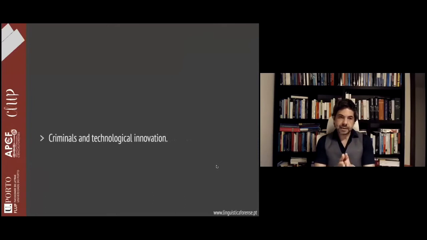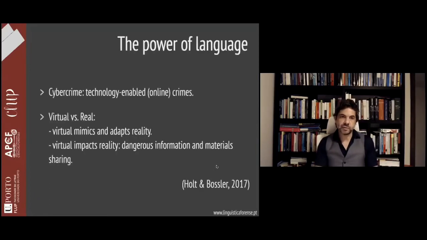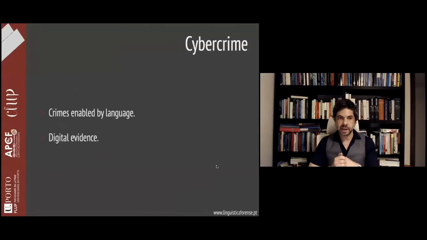Now, one of the most recent challenges and applications of forensic linguistics is cybercrime. As we know, there's a tendency for criminals to resort to technological innovation when practicing technology-enabled crimes, so online crimes, and this is one of the greatest challenges that is faced by law enforcement officers. But cybercrimes are technology-enabled crimes. They are virtual, but they mimic the real, they adapt reality, and often, even though they are virtual, they impact reality. Think about a website telling you how to set up a bomb. If the bomb goes off, then it's not virtual, it's quite real. So some crimes may be virtual, but they have a real impact in society.